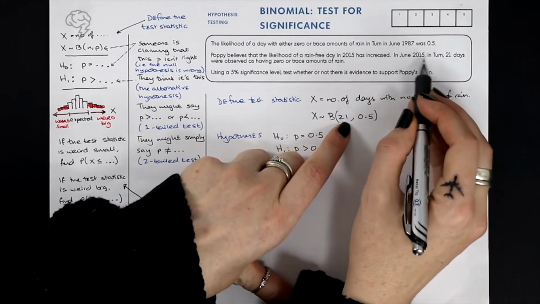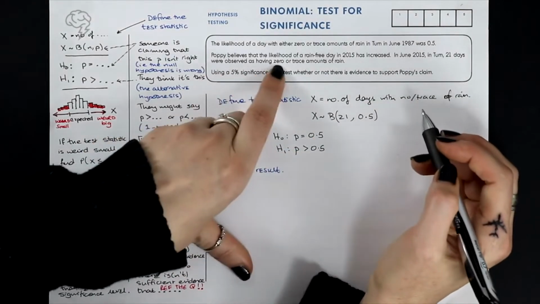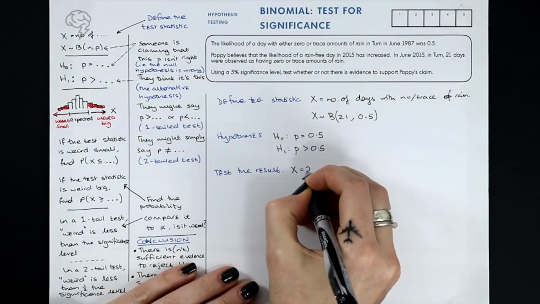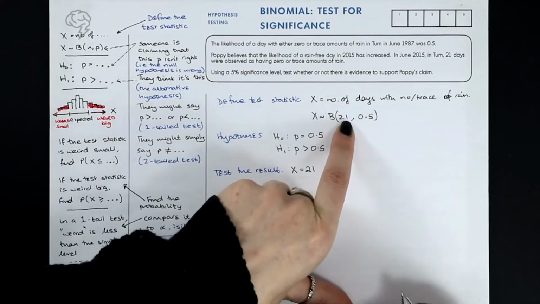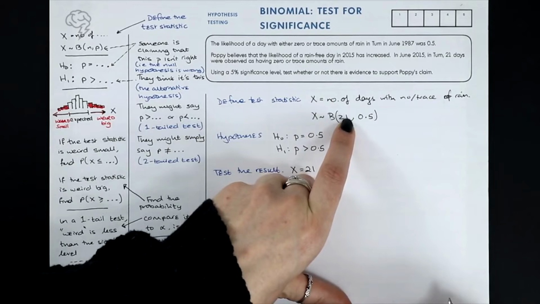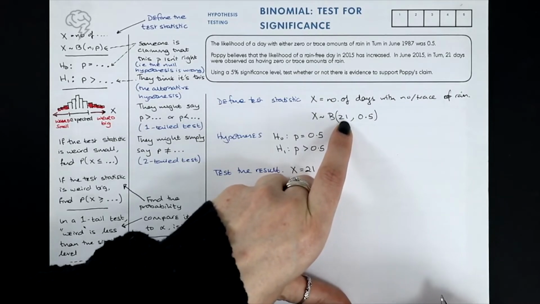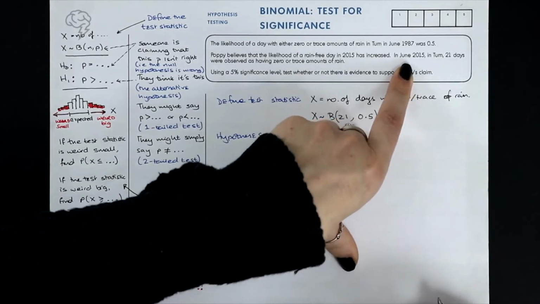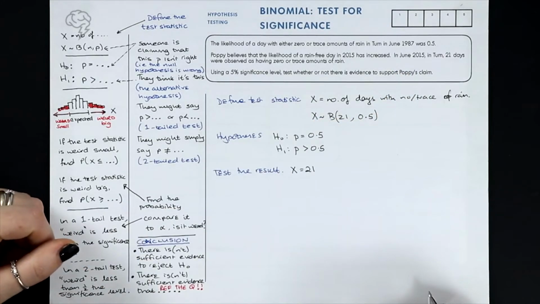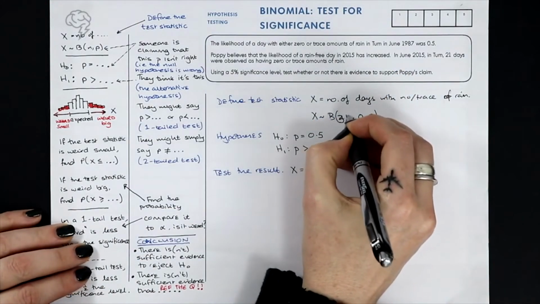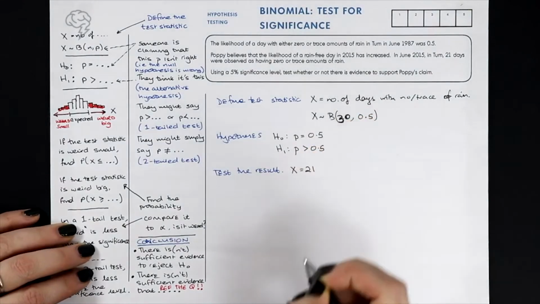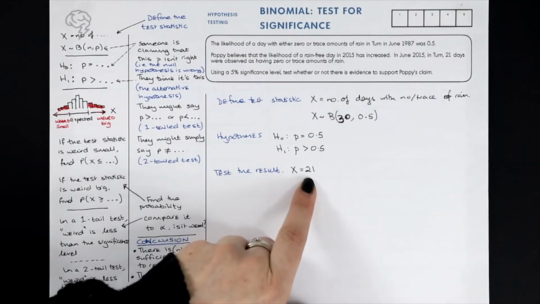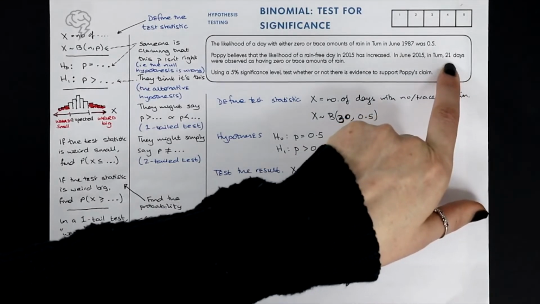In June, there were 21 days having 0 or trace amounts of rain. X is 21. N is not 21. I wonder if you noticed that while you were watching. N is the number of days. How many days are in June? 30 days in September, April, June. So there are 30 days, and for each of those days we're saying, are you or are you not a day with no trace rain? So the result is that we just actually have 21.